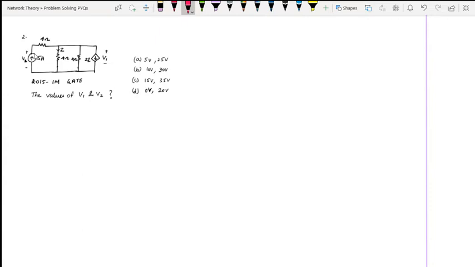Fine, that is one thing we can keep in our mind, and that is nothing but the super mesh concept. A mesh where there's a current source, where you cannot apply the KVL, is called a super mesh. Let's not get into that for now, but this can be solved very easily using KCL, that is nodal analysis. Why do I go for KCL? Mainly because there are three meshes. That's one reason. If I use KVL, three meshes, three equations, it's going to be difficult.